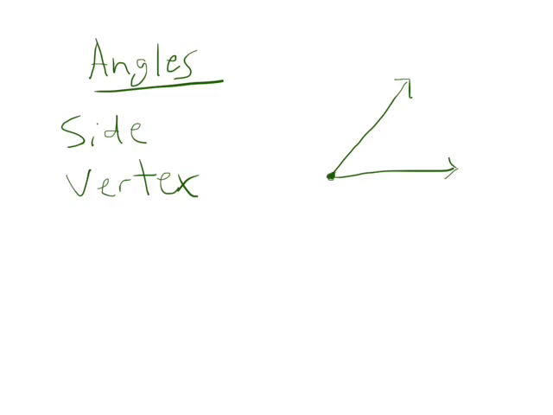So the two parts of an angle are what we call the side and the vertex. There are two sides, and the side is each ray of the angle. So right here, this ray would be one side, and then this other ray would be another side. And then where they meet, the common endpoint is what we call the vertex. And that is this point right here.